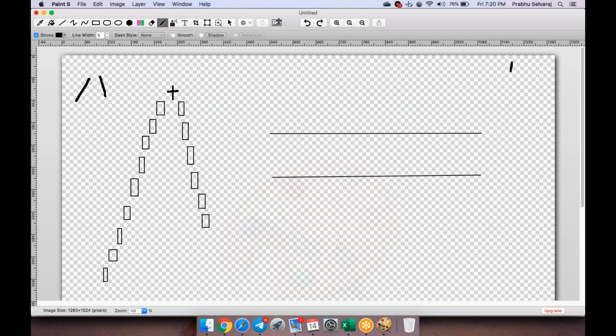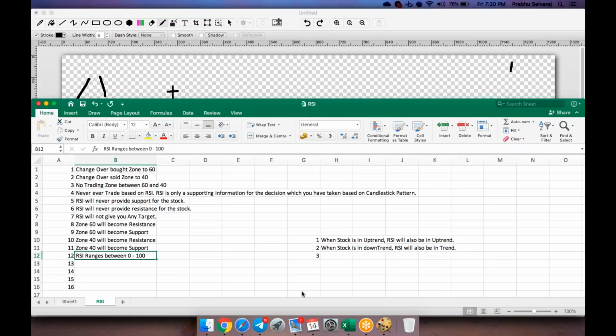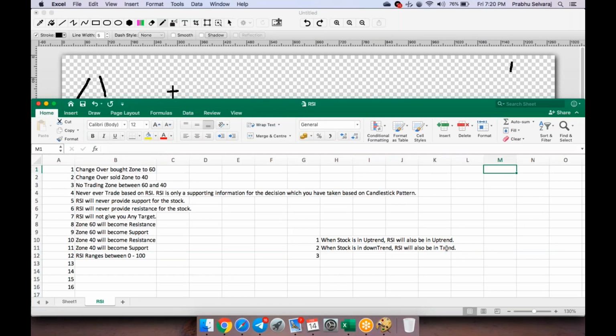Now, how do we read for different kinds of entries? First thing we will learn about is trade from bottom. There will be a separate class on trade from bottom: what it is, how you find it, the different ways and scanners available to find it, and when you take an entry on it. Everything will be taught separately. This class is about how I read the RSI for trade from bottom.